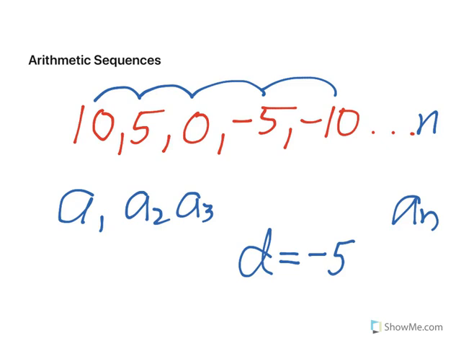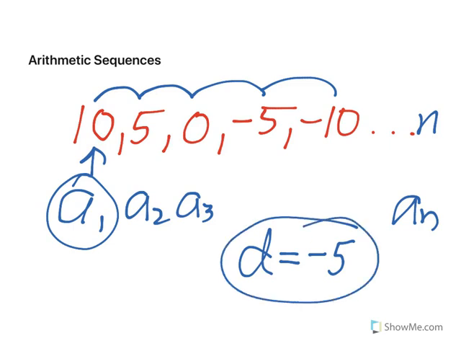Okay, so a sub 1 is still an important term, and the common difference can be positive or negative. It can also be fractions and also be decimals. So just keep that in mind. It doesn't have to be whole numbers, and it doesn't have to be positive. It can be anything. And that's basically how a sequence works.